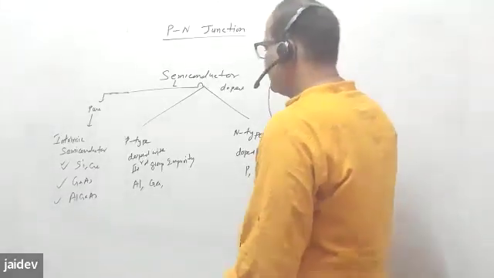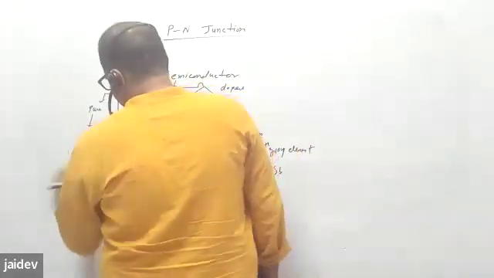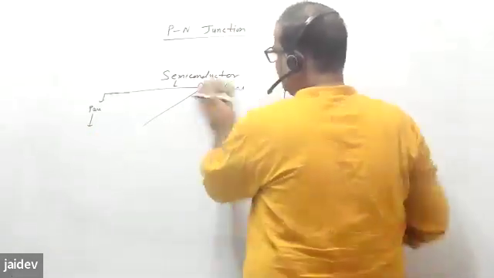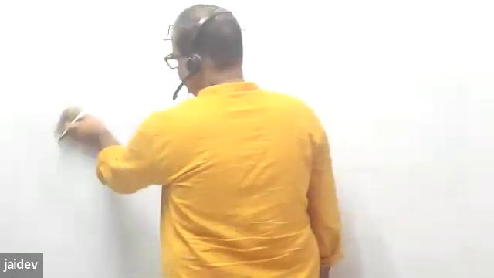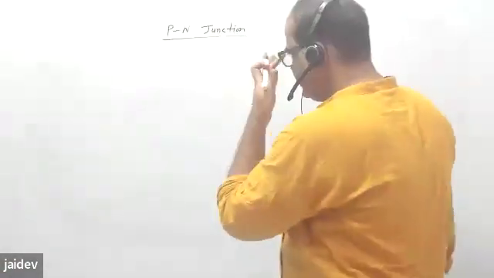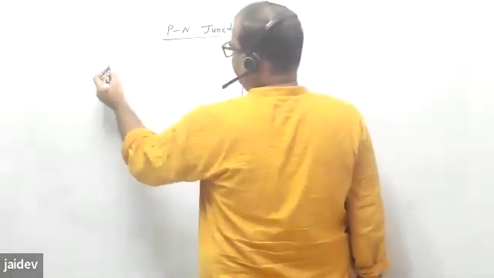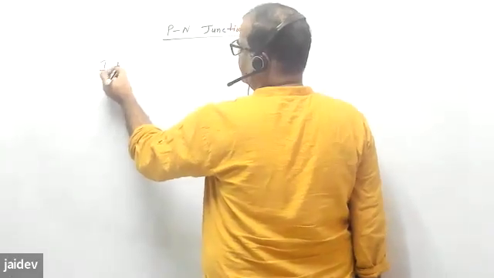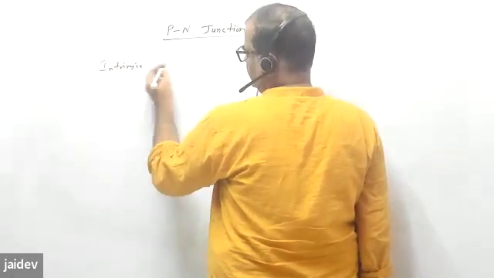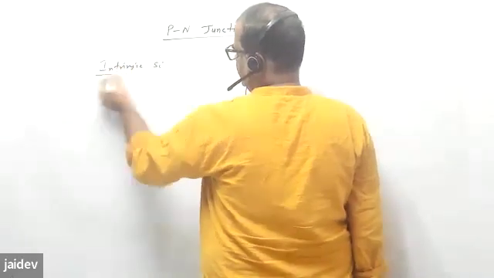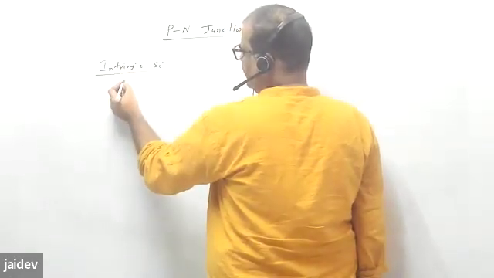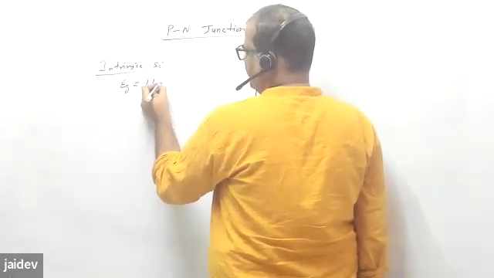Now let us understand what an intrinsic semiconductor is. I'm not going in depth; I will focus only on the distinctions needed for electronics. Intrinsic means, for example, intrinsic silicon, which has a band gap of about 1.1 electron volt.